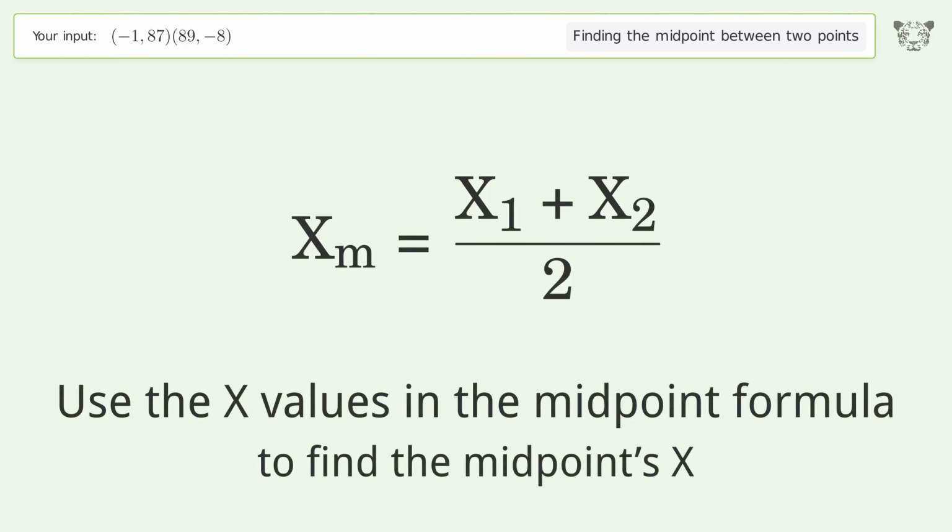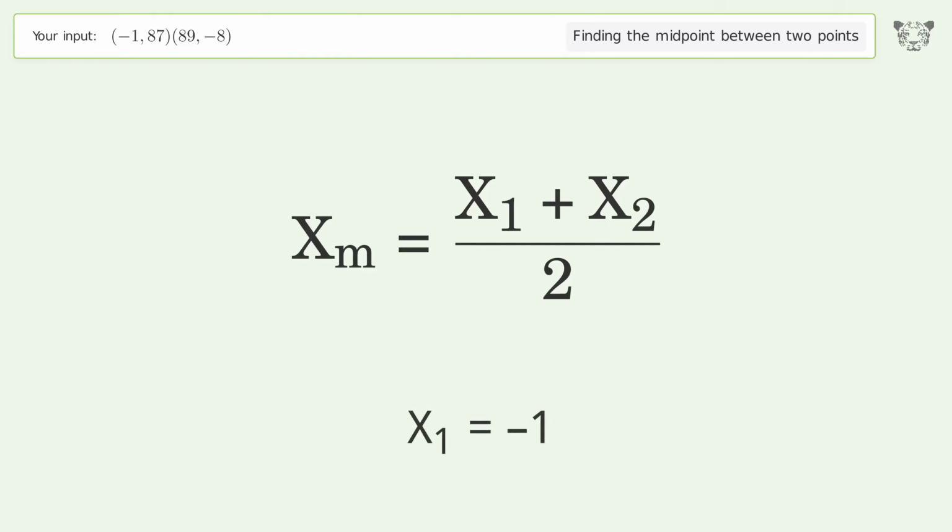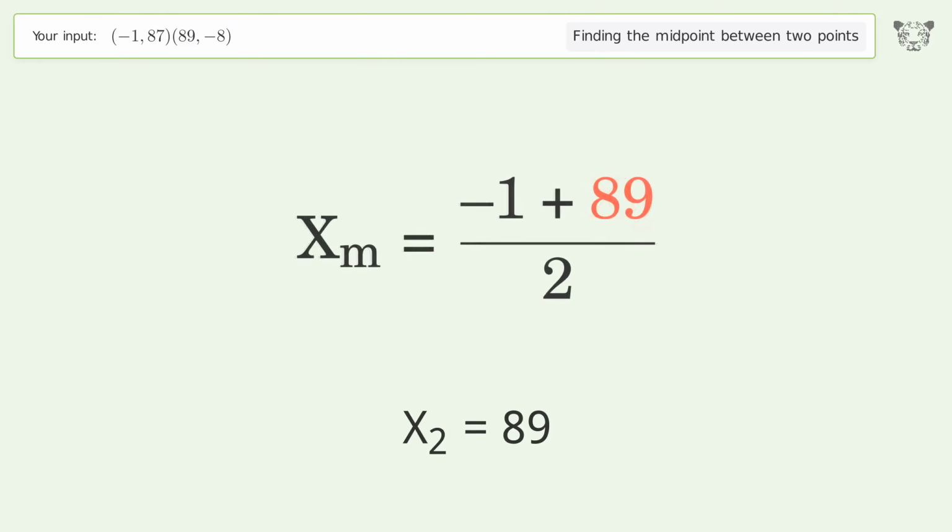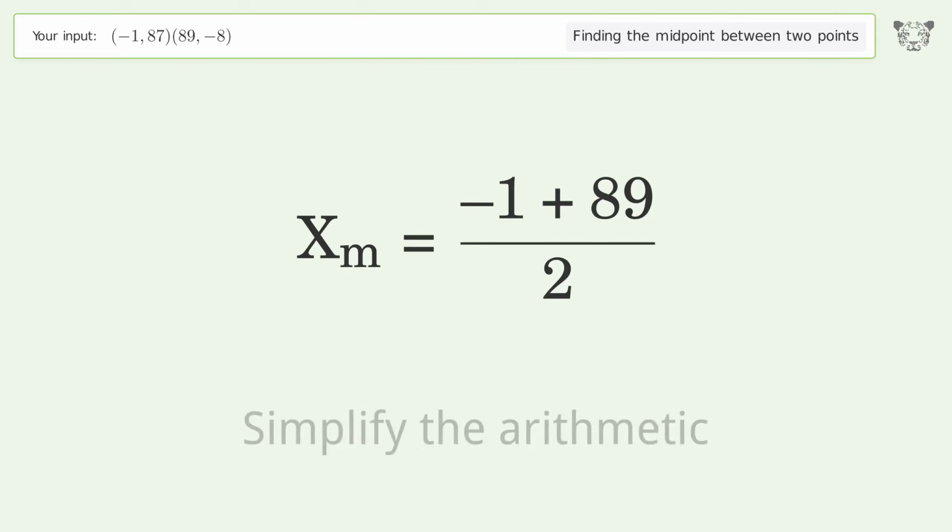Use the x values in the midpoint formula to find the midpoints x. x1 equals -1. x2 equals 89. Simplify the arithmetic.